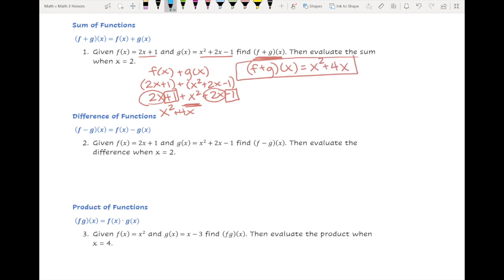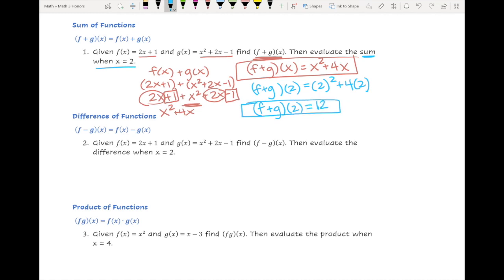Next up, it says, then evaluate the sum when x equals 2. So this means I need f plus g. It says the sum, so I did my addition, when x is 2. F plus g of 2. Now, if I did an f of 2, that would mean I sub in a 2 for the x in my f function. If I did g of 2, I would sub in a 2 into my g function. This is f plus g of 2, so I'm going to sub in a 2 into my f plus g function. So I will get 2 squared plus 4 times 2. F plus g of 2 is going to be a 4 plus 8, so 12.